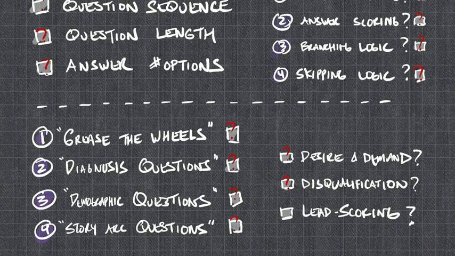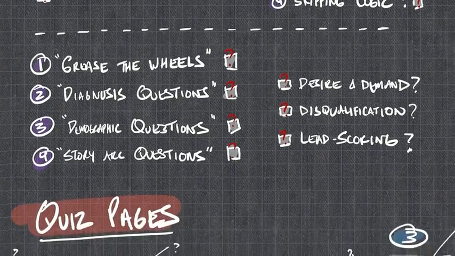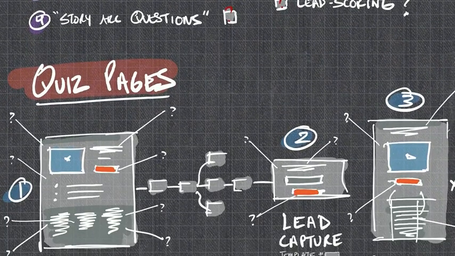Are you using real-time lead scoring to figure out which prospects are the ones to spend the most time with, the ones that are most likely to be buyers, so that you can triage your attention and your effort? From there, it's all about creating the pages that are going to go both before and after the quiz.